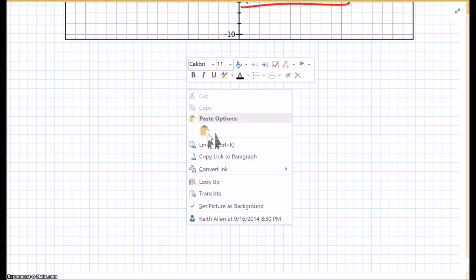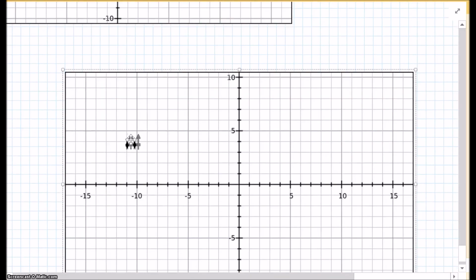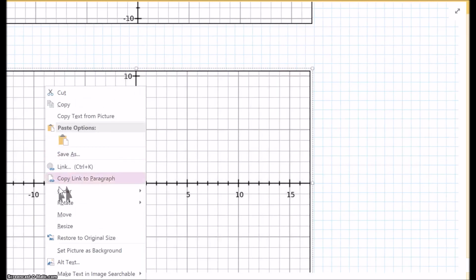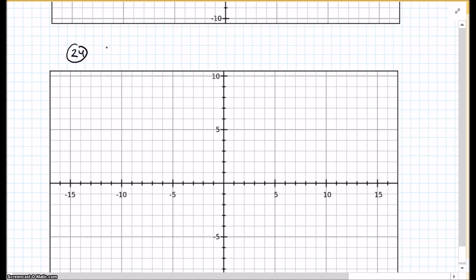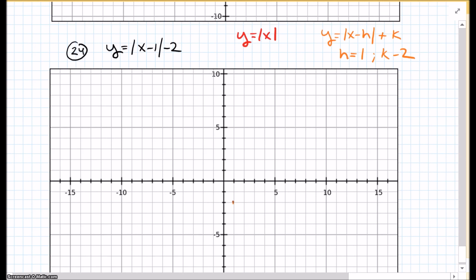Number 24 says y equals the absolute value of x minus 1 minus 2. Can we graph that? Well, what's the parent function? y equals the absolute value of x. What was the equation we learned? y equals the absolute value of x minus h plus k. So our h value is just 1 and our k value is negative 2. So h is 1, so we're going to move right 1, and k is negative 2, so we're going to move down 2. Its parent graph is y equals the absolute value of x.